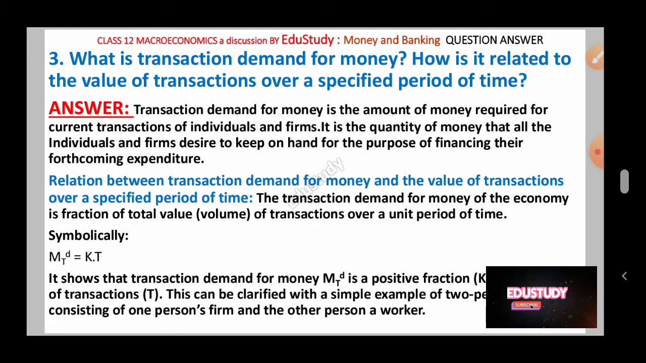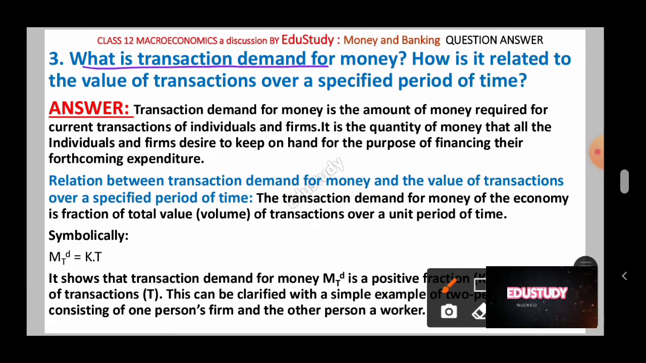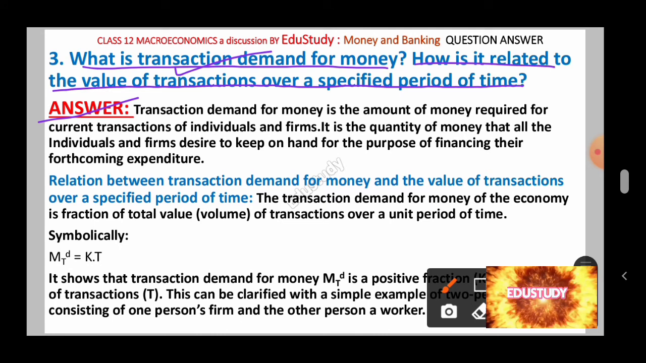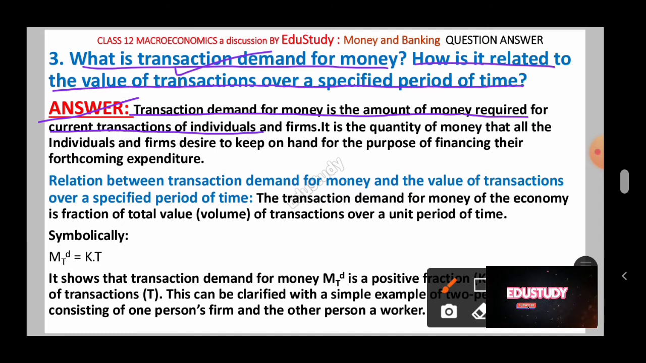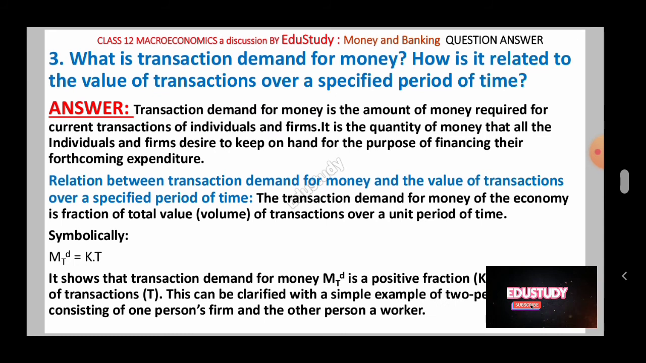The next question is: what is transaction demand for money? How is it related to the value of transaction over a specified period of time? So now you have to define the transaction demand for money. The answer is: transaction demand for money is the amount of money required for current transaction of individuals and firms. That means it is the total amount of money that is required for current transaction of individuals and firms.